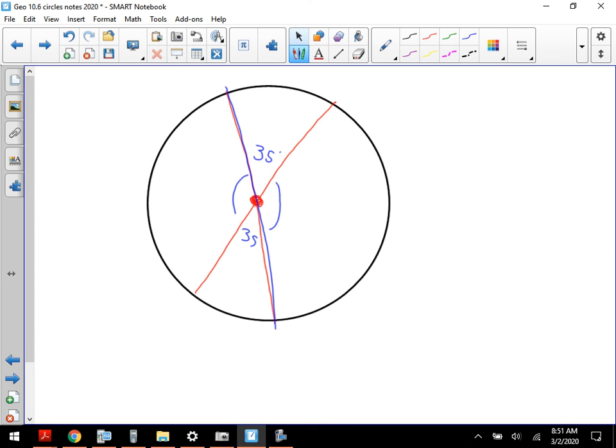Can I just take 35 from 180? What do you get? 145, which means the other side would also be 145. I see why you're talking about that other stuff right there.